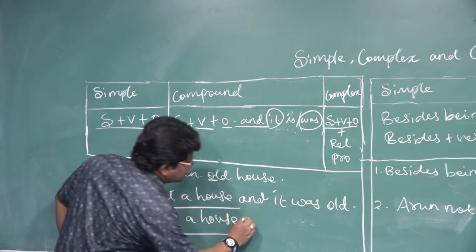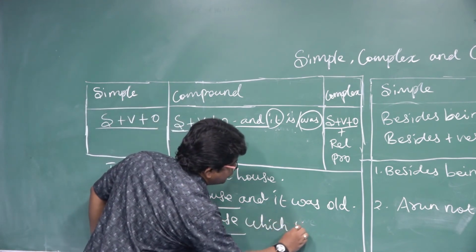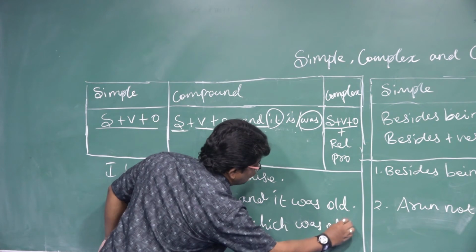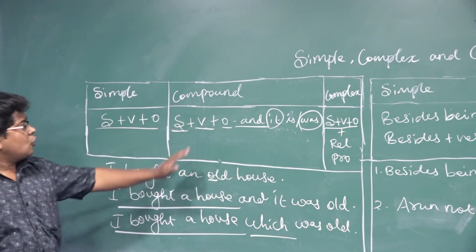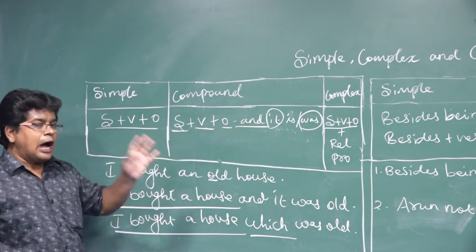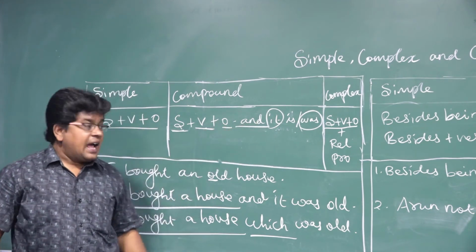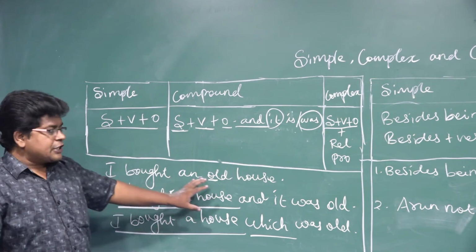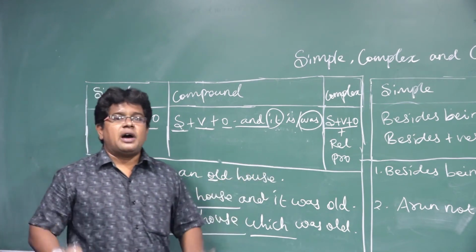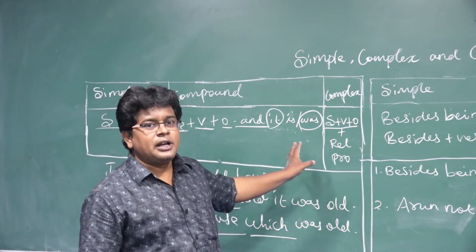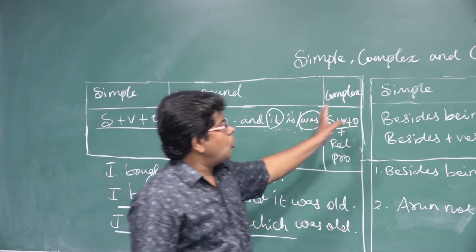I bought a house which was old. Simple. I bought an old house. I bought a house and it was old. I bought a house which was old. I read a humorous story. I read a story and it was humorous. I read a story which was humorous. Simple but very important model.